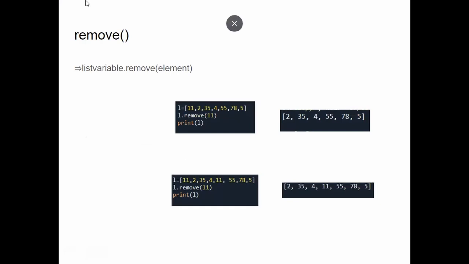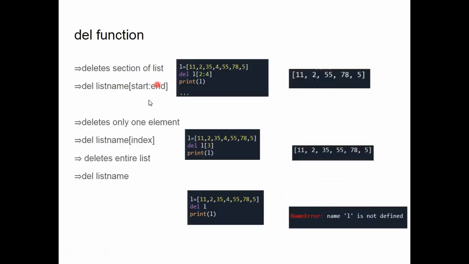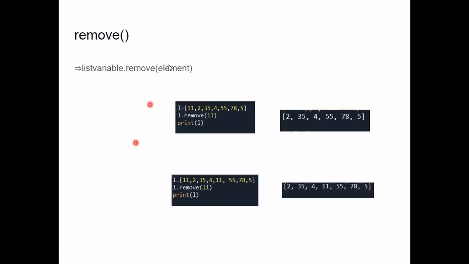The next function is the remove function. The method is using the list variable name dot remove and the element, which element you want to remove. So in your delete function, I have to specify the index. Now if you want to specify the element, which element I want to remove, I can directly specify the element by using the remove function. In the delete function, I have to specify the index. In the remove function, I have to give the direct element name.